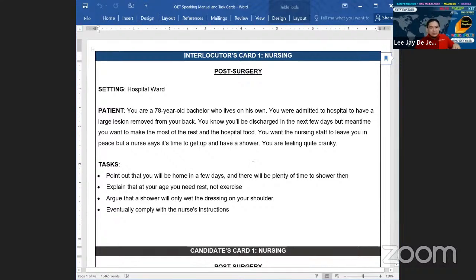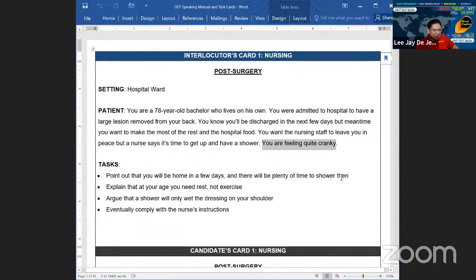The interviewer usually has access to 2 cards. Yung interviewer nyo will have the interlocutor's card. So it says here, post-surgery setting, hospital ward, patient. So I'm the patient. The interviewer is the patient. You're a 78-year-old bachelor who lives on his own. You were admitted to hospital to have a large lesion removed from your back. You know you'll be discharged in the next few days, but meantime, you want to make the most of the rest and hospital food. You want the nursing staff to leave you in peace. But the nurse says it's time to get up and have a shower. You are feeling quite cranky.